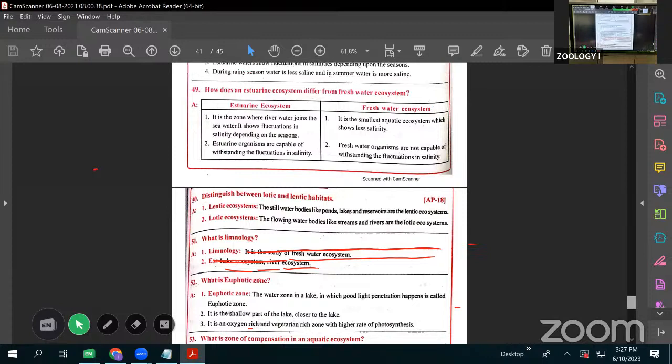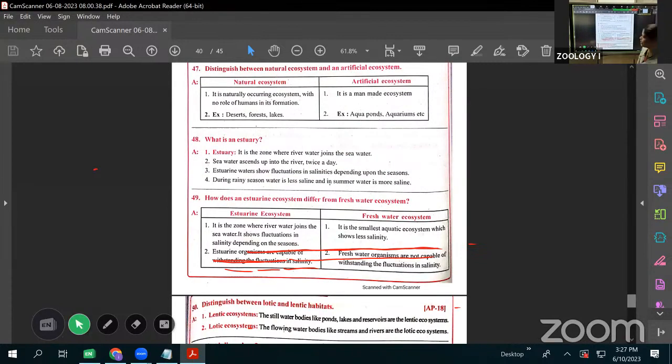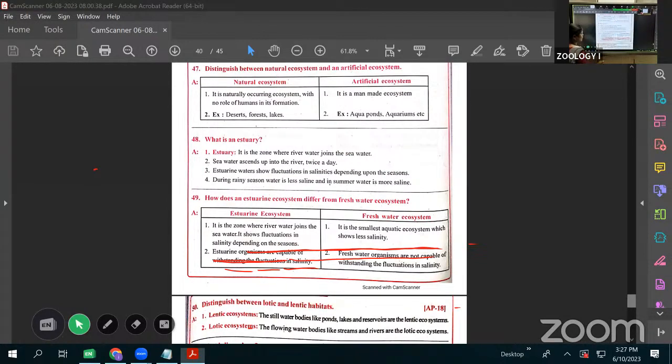Next are the lentic and lotic systems. Lentic ecosystems are still water bodies like ponds, lakes and reservoirs. The flowing water bodies like streams and rivers are called lotic. Lentic means stagnant water: where the water is stagnant, that ecosystem is called a lentic ecosystem. Lotic ecosystem means where the water is flowing. That ecosystem is called a lotic ecosystem.